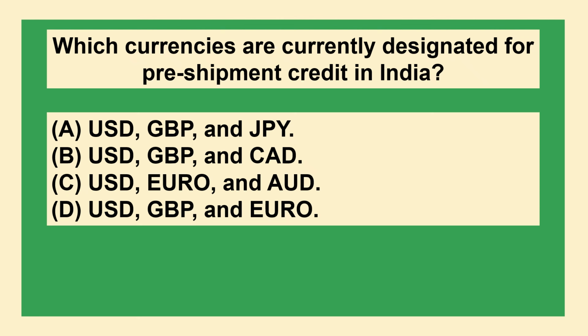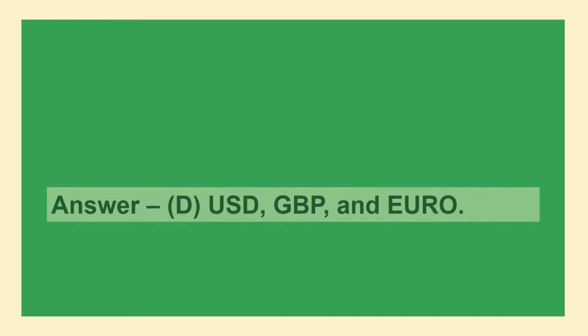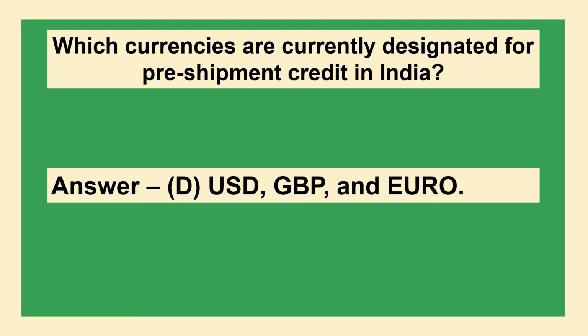Which currencies are currently designated for pre-shipment credit in India? Option A. USD, GBP and JPY. Option B. USD, GBP and CAD. Option C. USD, Euro and AUD. Option D. USD, GBP and Euro. The answer is option D. USD, GBP and Euro.